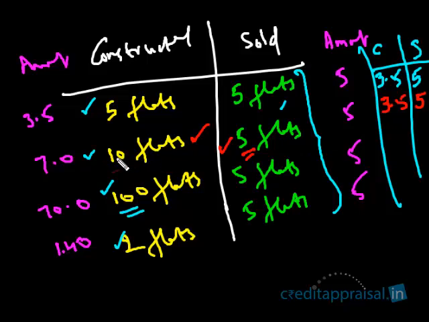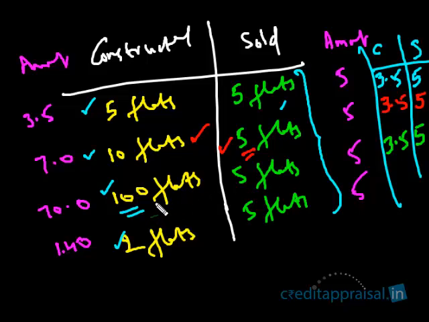So it's immaterial whether I have completed 10 flats or, as in the third example, 100 flats. That's immaterial. How many flats I have sold? I have sold only 5 flats. So even in the third example, my sale will be 5 and my cost will be 3.5. Because 3.5 is the cost for constructing these 5 flats.